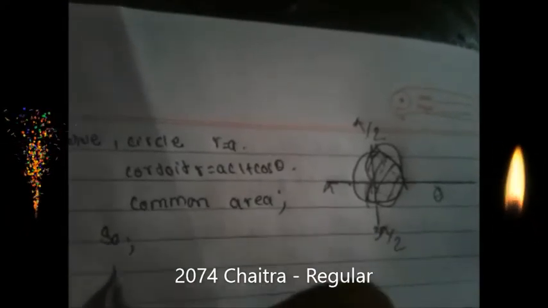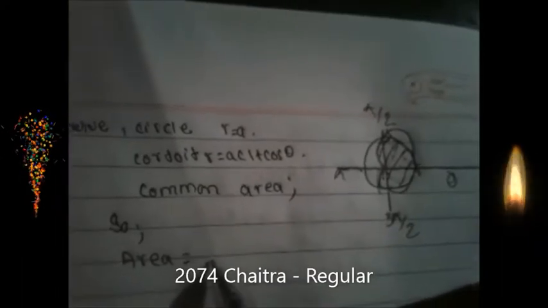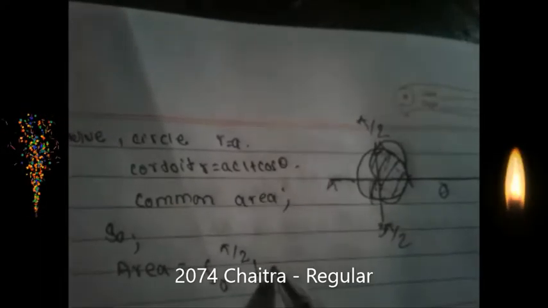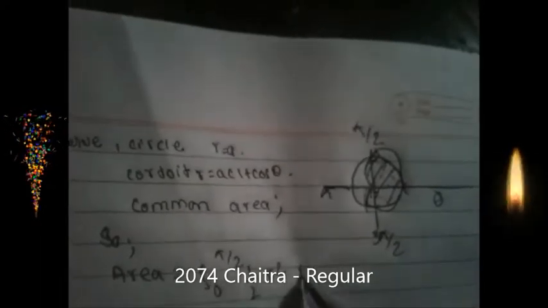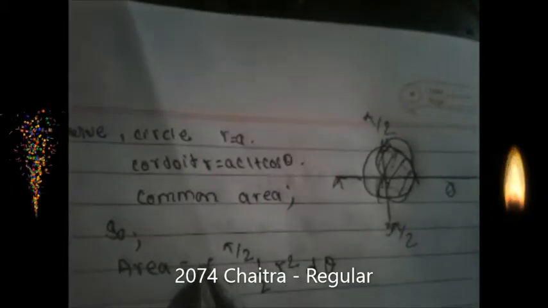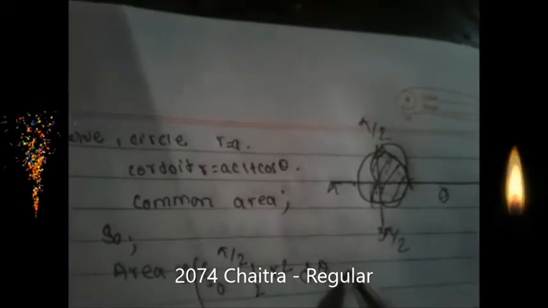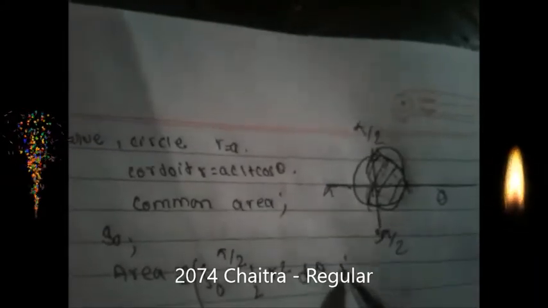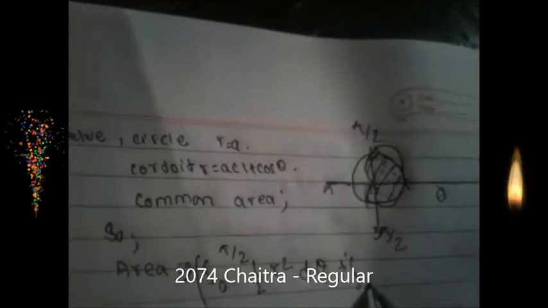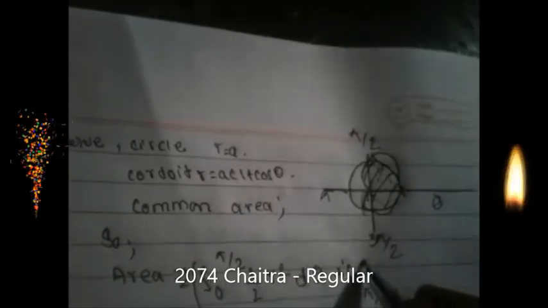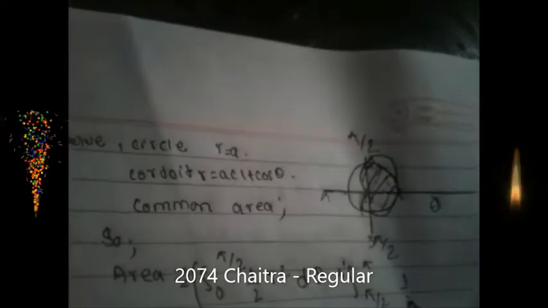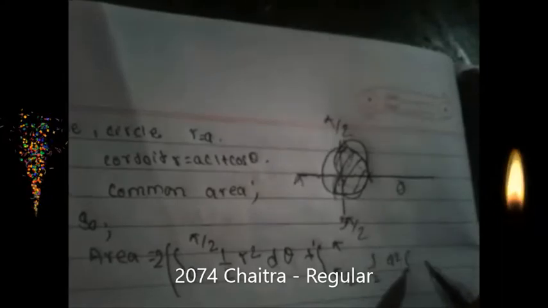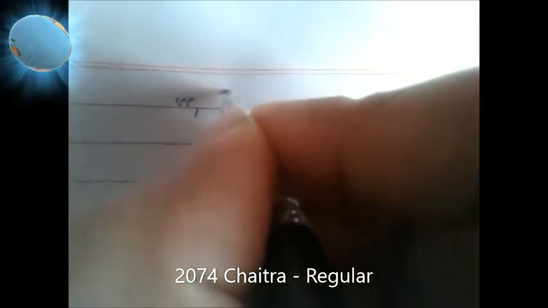So area is equal to, for the circle, 0 to pi by 2 of 1 by 2 r square d theta, and we multiply by 2 for both sides, plus for the cardioid it is from pi by 2 to pi, and the equation is 1 upon 2 a square (1 plus cos theta) squared d theta. Now we just integrate it.